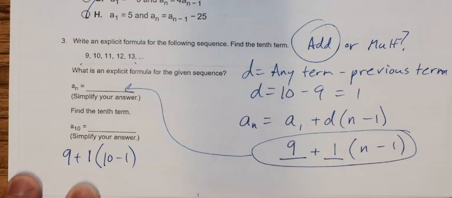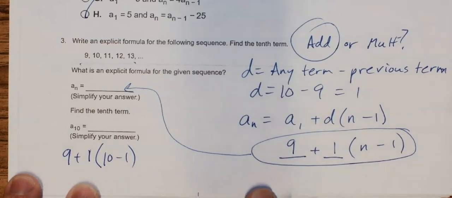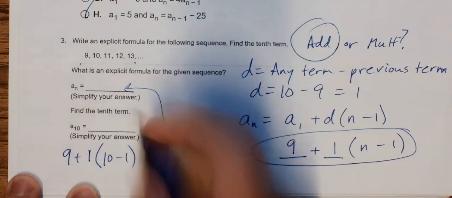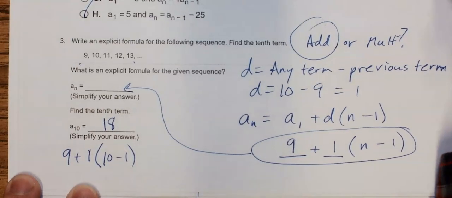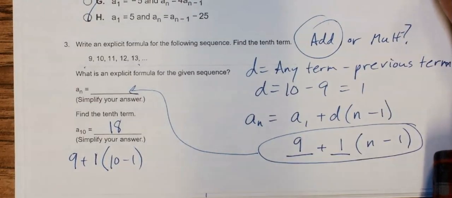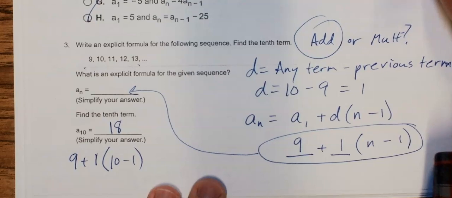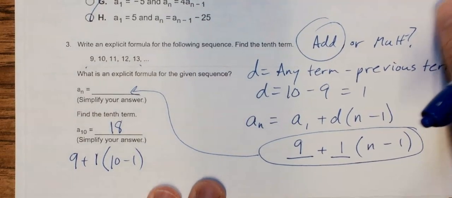So we're literally just plugging that in. And, Rupert, what do we come up with? 18, thank you very much. Alright, flip over to the next page.